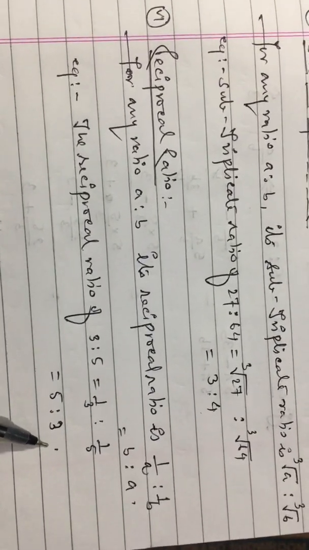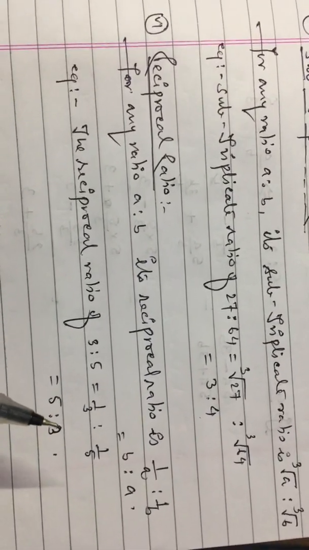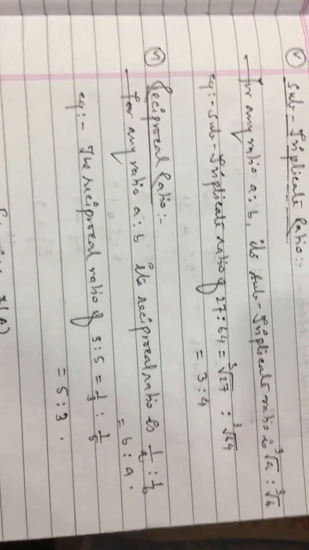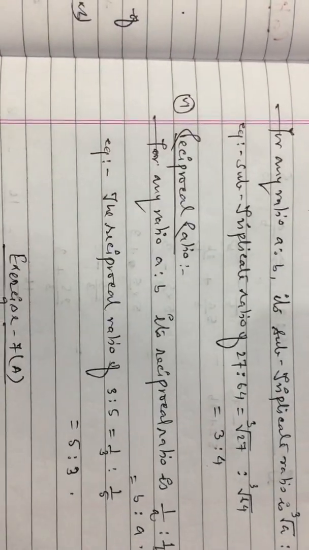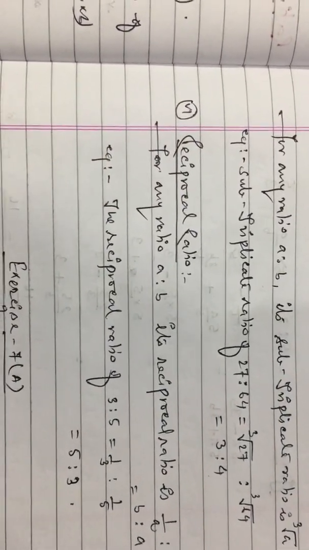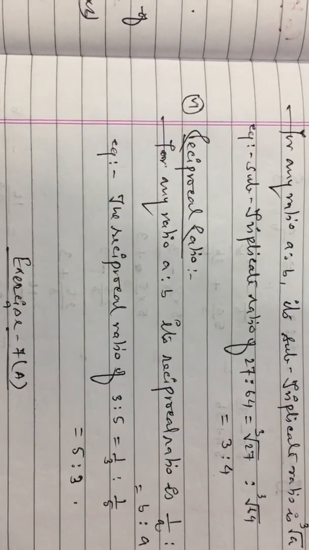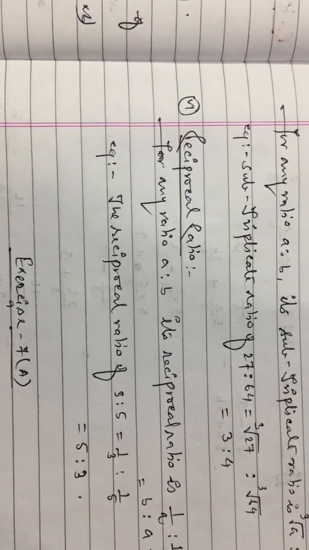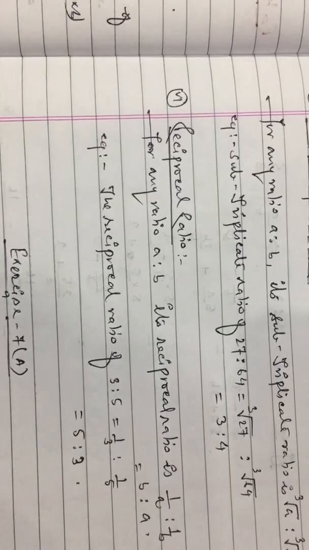So these are the properties or compositions of ratio. The first one is compound ratio, second is duplicate ratio, third is triplicate ratio, then subduplicate ratio, then subtriplicate ratio, and reciprocal ratio.